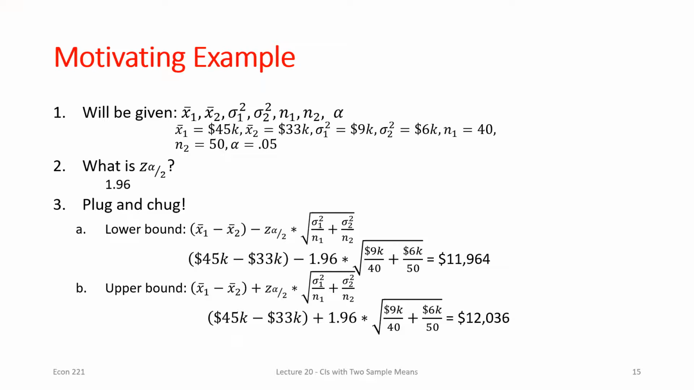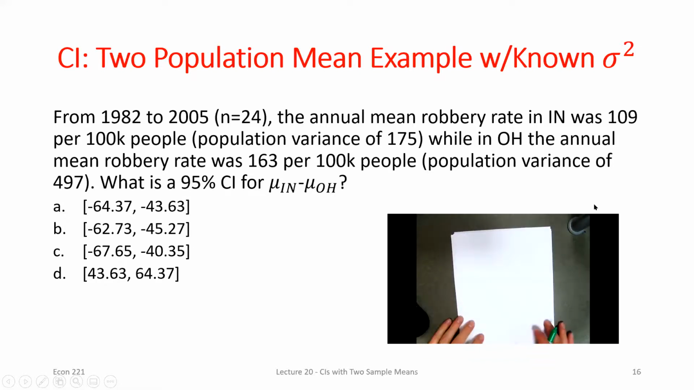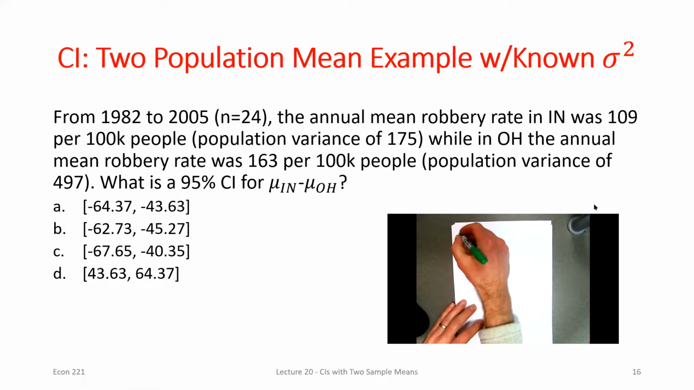Okay. All right. So we'll do one more example here. So this one, I'm thinking about robbery rates. So I've got Indiana and Ohio, and I've got this time period, right? Same time period for both. So we're going to treat every year as though it was an observation, right?